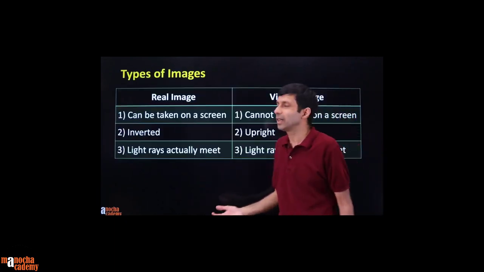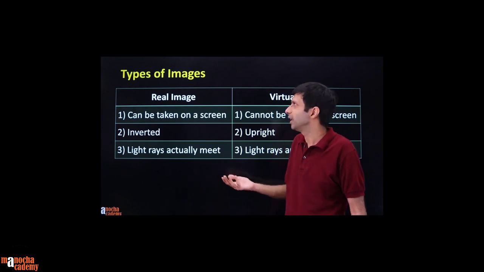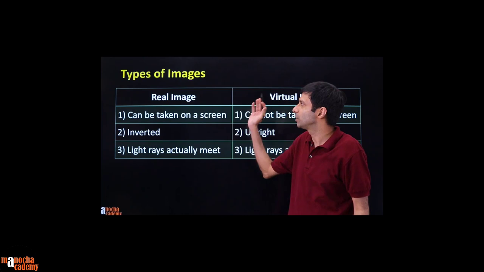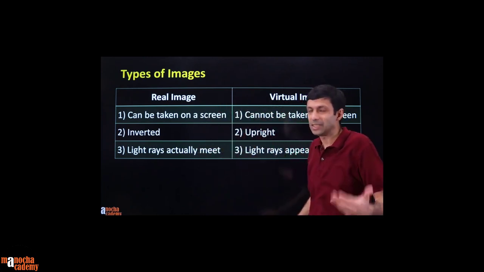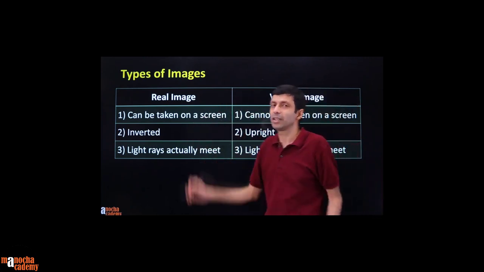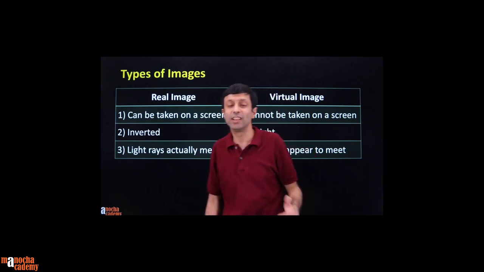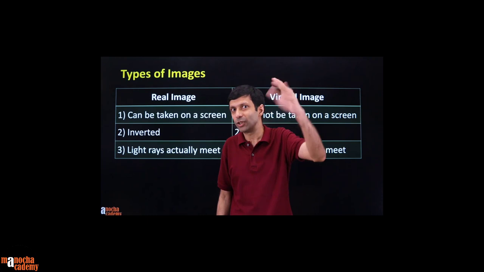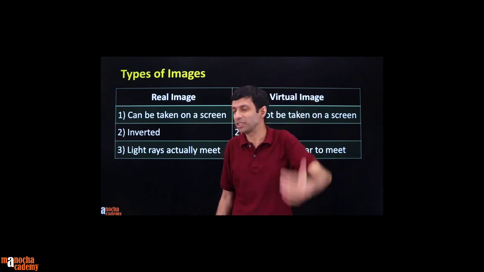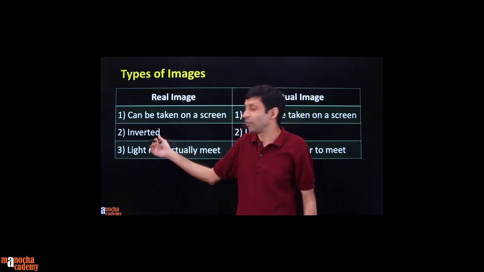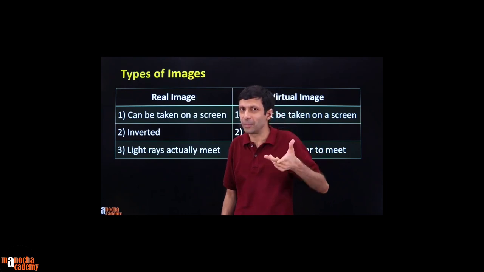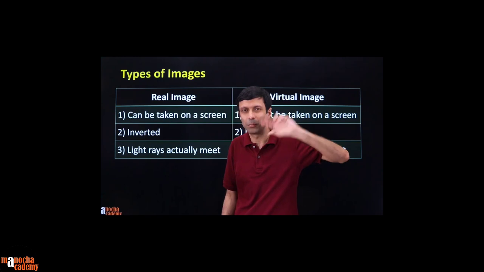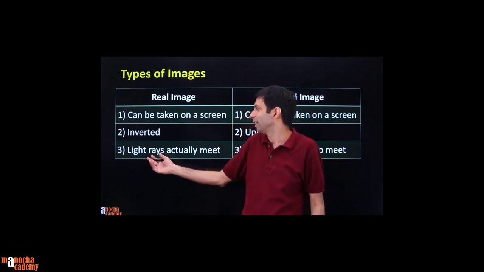Another important thing you need to know, which will be useful in the next class, is the types of images. Images can be divided into two types: real image and virtual image. We'll see this more in the next class. The important thing is that a real image can be taken on a screen. Just like when you go to the theater to watch a movie, they are projecting on a screen, so it can be captured on a screen. It is a real image. Real images are always inverted, upside down. Why don't you see the inverted image in the movie? Because they invert the projected thing, right?